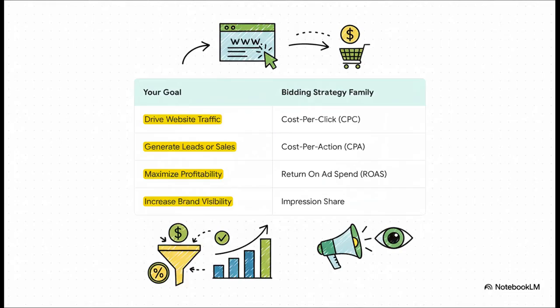And this little table, this is basically your cheat sheet. Just look at your goal. Is it to just get as many people to your website as possible? Okay, you're in the CPC family. Are you trying to get leads or sales for a certain price? Then you're looking at CPA strategies. Or is it all about squeezing out the most profit? Well, welcome to the world of ROAS. See, it makes the whole thing so much clearer.